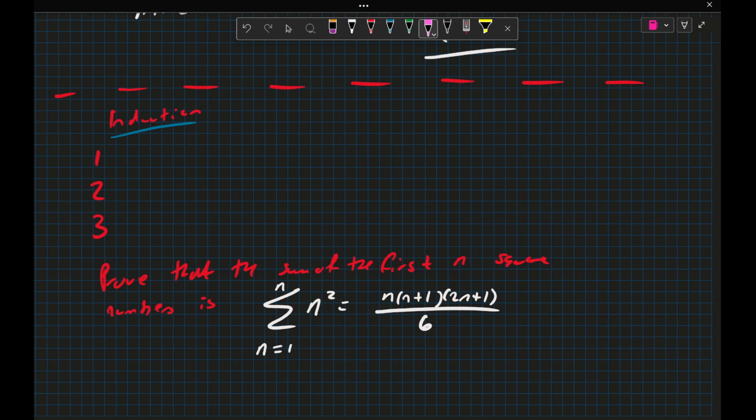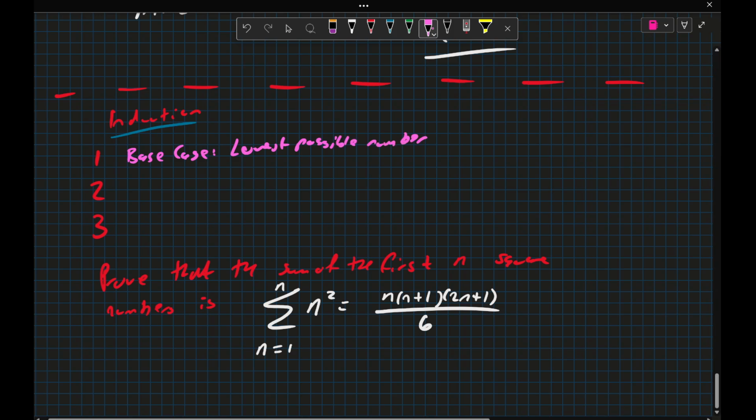You first start with what's known as the base case. So this is the lowest possible number. For instance, if it was for all numbers greater than or equal to 3, you would start at 3. But if it was greater than 3, you'd start at 4. So you start at the lowest possible case that is presumed to work. And that's what's called the base case.